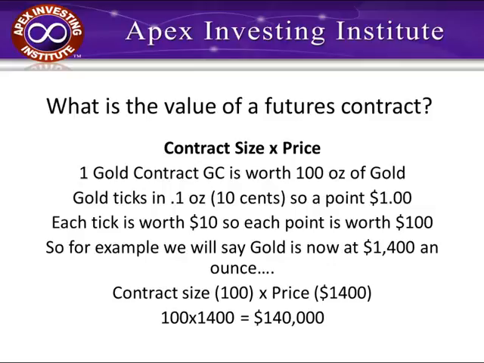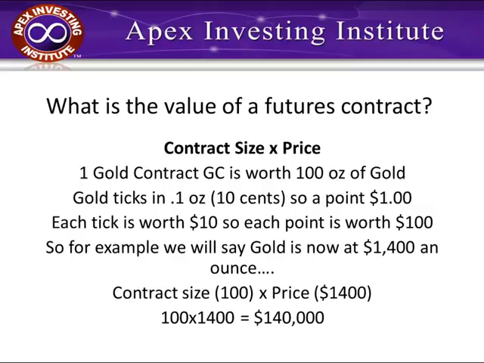So every time gold moves up or down, if you own a gold contract and it moves up or down literally $1, that's a $100 move. So it's definitely a lot of profit to be made on days where there's a 20-point move in gold. Just one contract could make a couple grand. So let's say gold's at $1,400 an ounce. You just take the contract size, 100 ounces of gold, times the price, $1,400. So 100 times 1,400 equals 140 grand. That's what one contract would be worth, 140 grand.